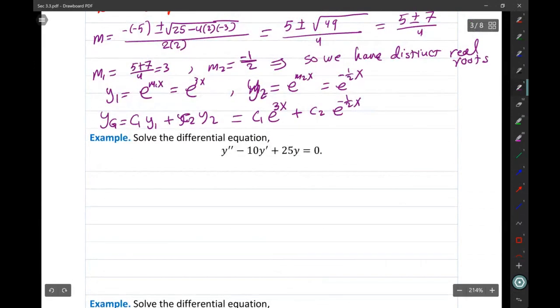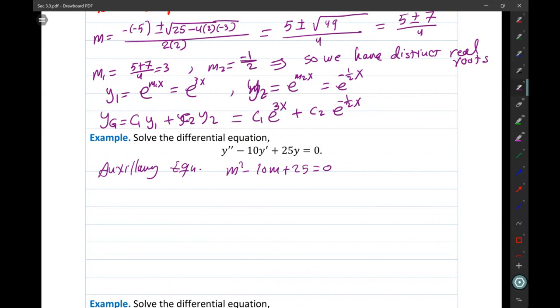It says: solve the differential equation y double prime minus 10y prime plus 25y is equal to 0. Here I have to write down first the auxiliary equation, which is m squared minus 10m plus 25 is equal to 0. Find the roots. This one can be written as m minus 5, all squared, is equal to 0, which implies m1 is equal to m2, which is equal to 5.